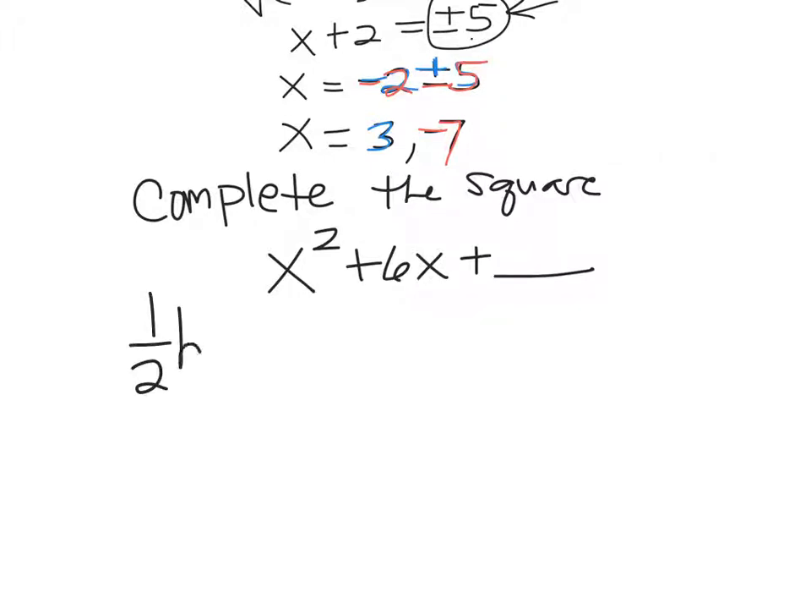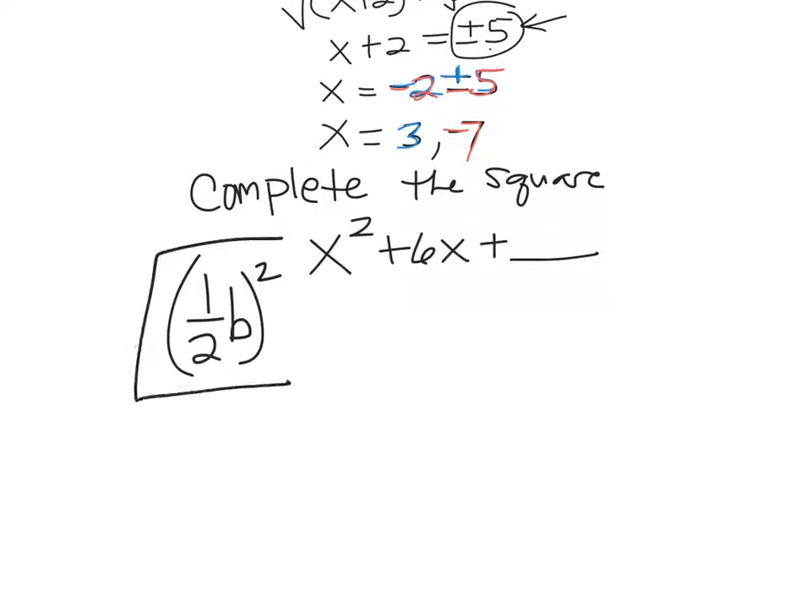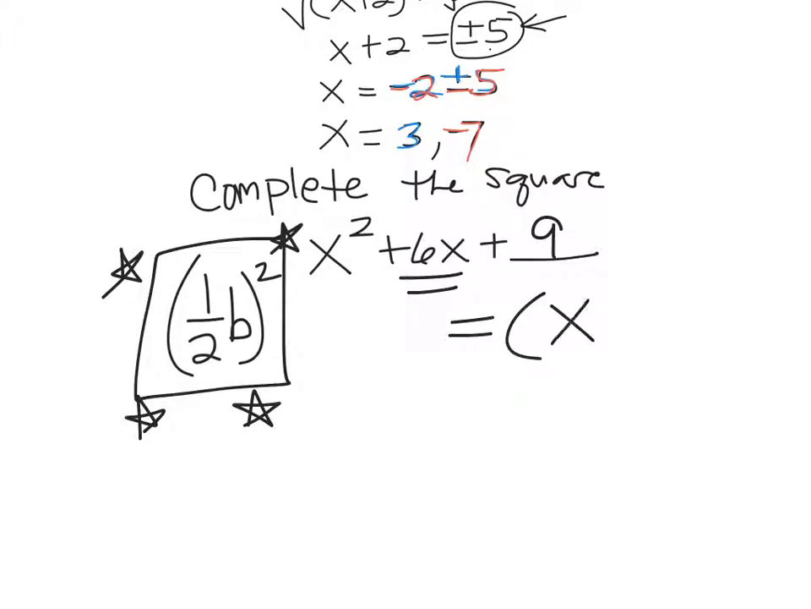1/2 of b squared. This is the key right here to solving by completing the square. You have to know this. Okay? You take half of the middle term and then you square it, and what you're doing is you're making this into a perfect square. So what's half of 6? 3. And 3 squared is? 9. We just made that into a perfect square. This will factor as x plus 3 squared. Yeah, so that's the key right here.